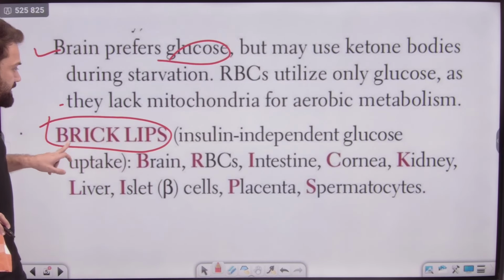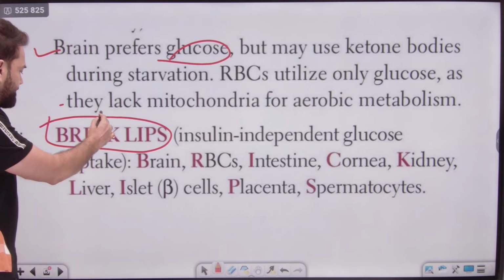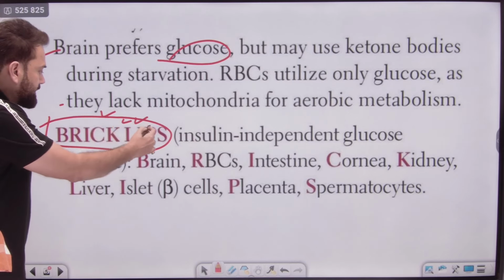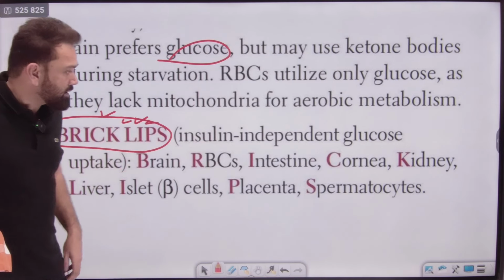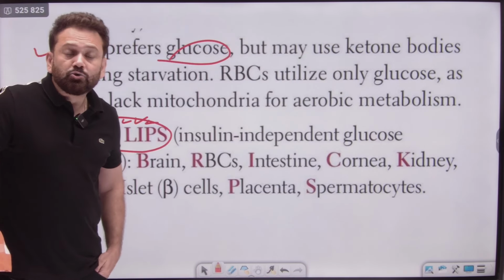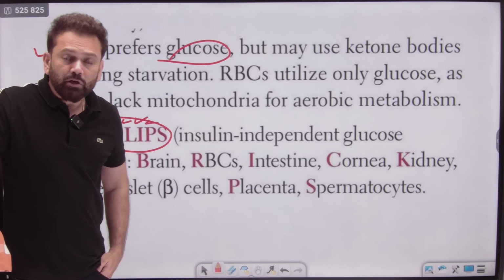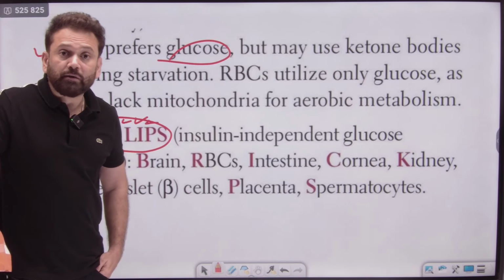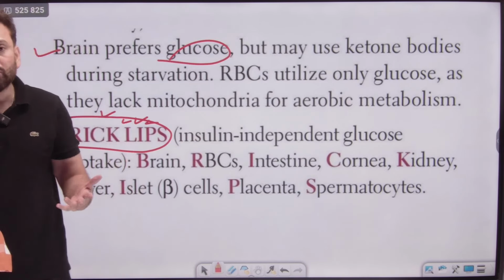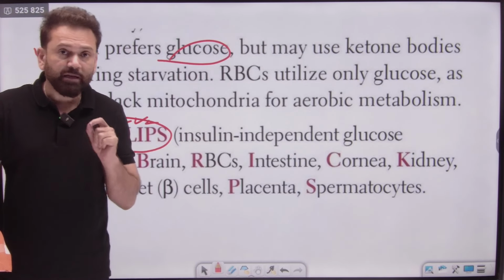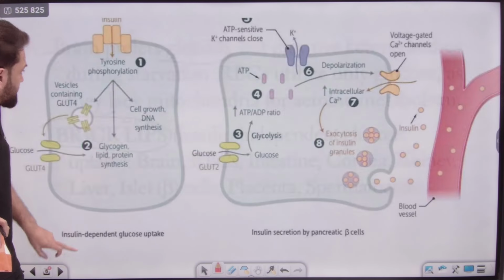RBC, you can see here: B for brain, R for RBC, I for intestine, C for cornea, K for kidney, L for liver, I for islet, P for placenta, and S for spermatocytes. So they are asking in the examination, what are the organs or tissues which can utilize glucose even without the presence of insulin? Please remember "brick lips".